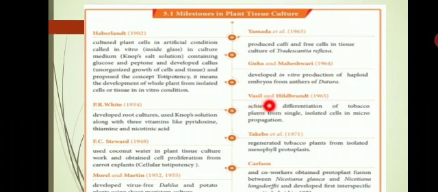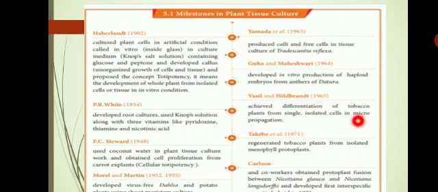Next scientists were Vasil and Hildebrandt in the year 1965. Both of them achieved differentiation of tobacco plants. What is the meaning of differentiation? A simple cell being able to differentiate into a complex one is called differentiation, of tobacco plants from a single isolated cell in a micropropagation technique.